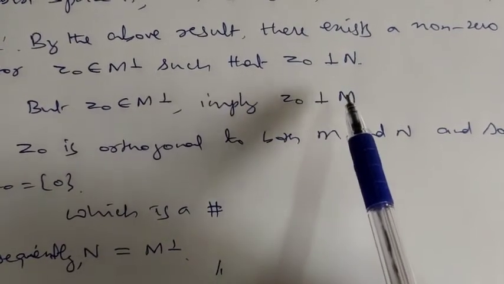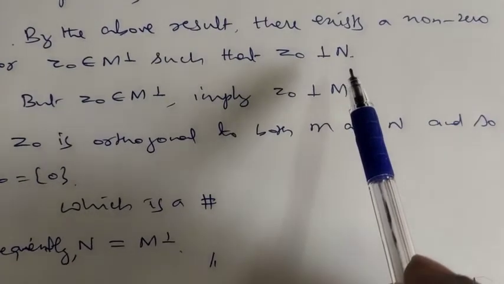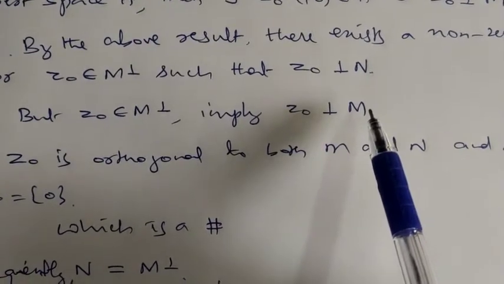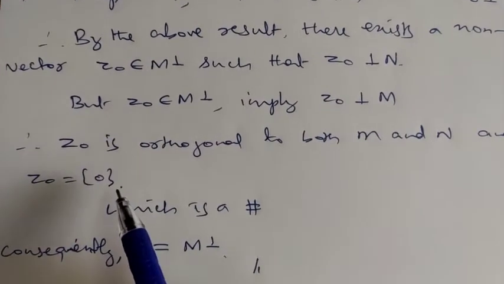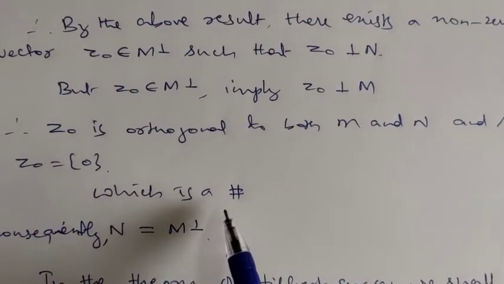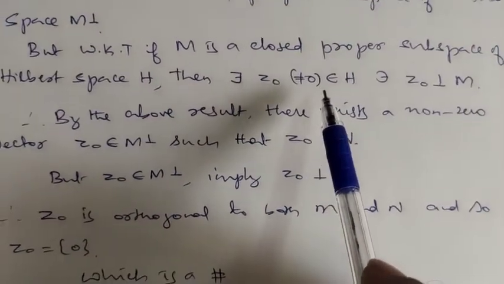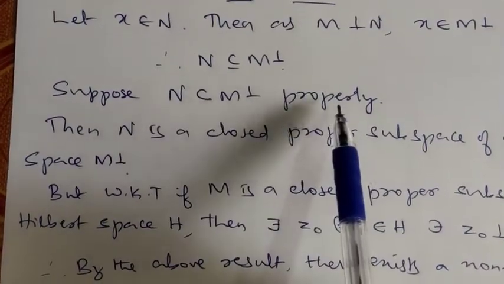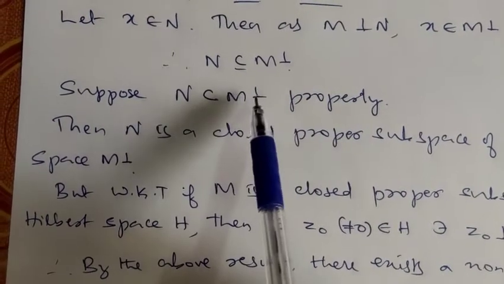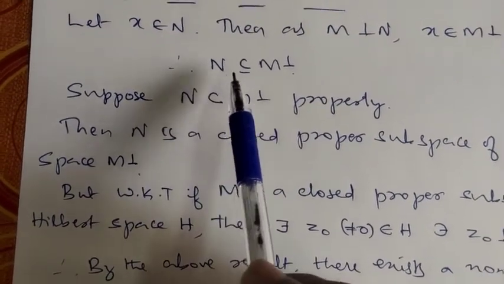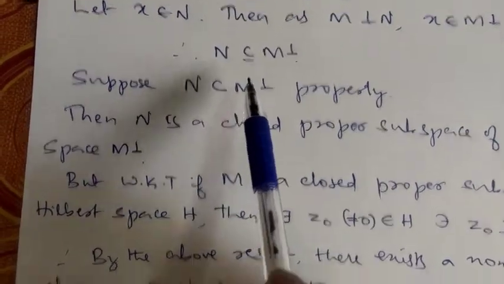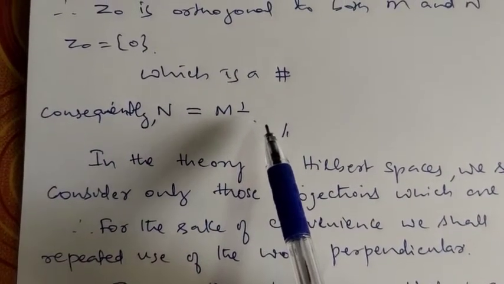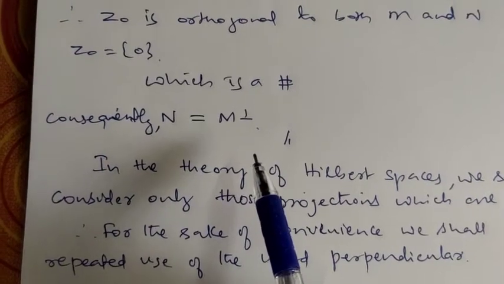Now, Z0 is orthogonal to M as well as Z0 is orthogonal to N, which means Z0 is a vector which is orthogonal to both the subspaces. That vector is nothing but the 0 vector. That means Z0 is equal to 0, which is a contradiction because Z0 should be non-zero. Why does this contradiction arise? Due to the assumption that N is contained in M perp properly. So this is a contradiction, meaning M perp is also contained in N. Now N is contained in M perp and M perp is contained in N, meaning N is equal to M perp. Okay. Thus we have proved the theorem.